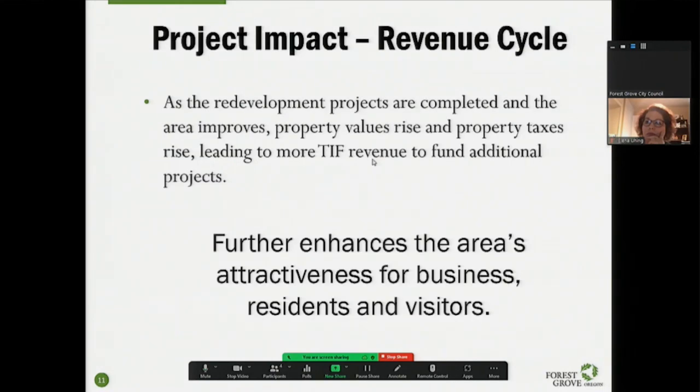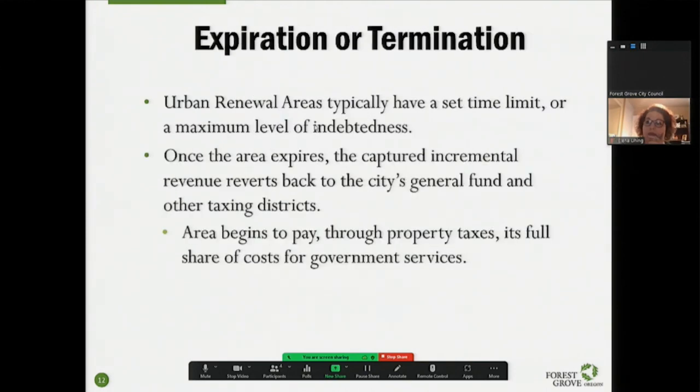Slide. As the city makes investments in the area through the TIF, the area's attractiveness for businesses, residents, and visitors increases, inviting private funding and development to further enhance the area. Slide. Then after the area has met its maximum level of indebtedness or reaches its time limit, in the city's case in 2033, the area expires and the TIF revenue reverts back to the city's general fund and to the other districts. Ideally, an area that was once blighted is revitalized, and that revitalization has an echo through the whole community.